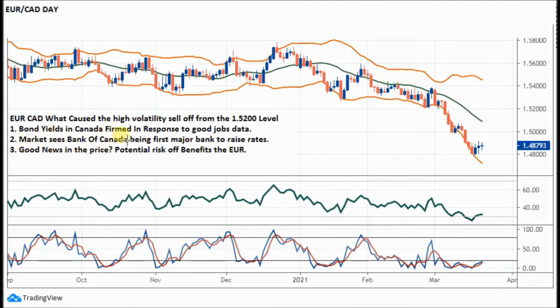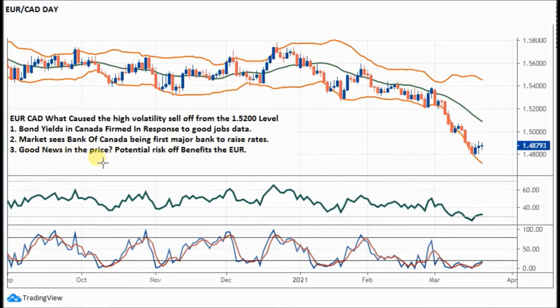Basically, bond yields in Canada firmed in response to good jobs data. Now, Canadian bonds are a good yield compared to Eurozone. Eurozone is a fairly poor yield, and it was a really good jobs number. The market before the data came out was looking for about 80,000 jobs added. They got over 200,000, and that good jobs data had the market seeing the Bank of Canada moving forward, being the first major central bank to raise interest rates. We don't think that's going to happen, but I would say potentially the good news is in the price.